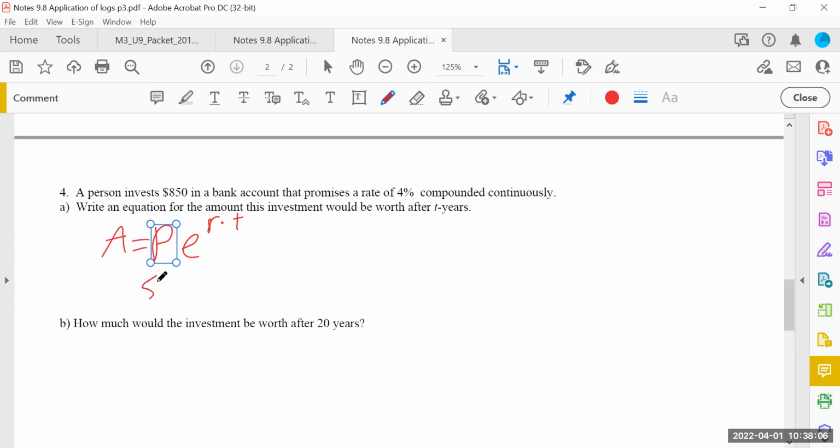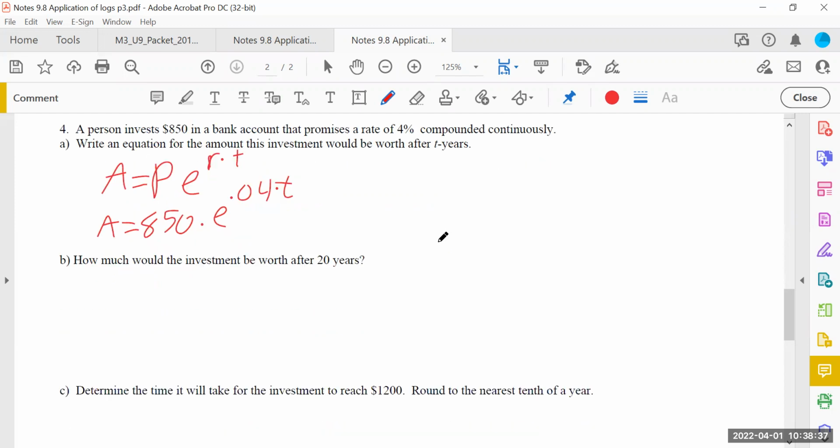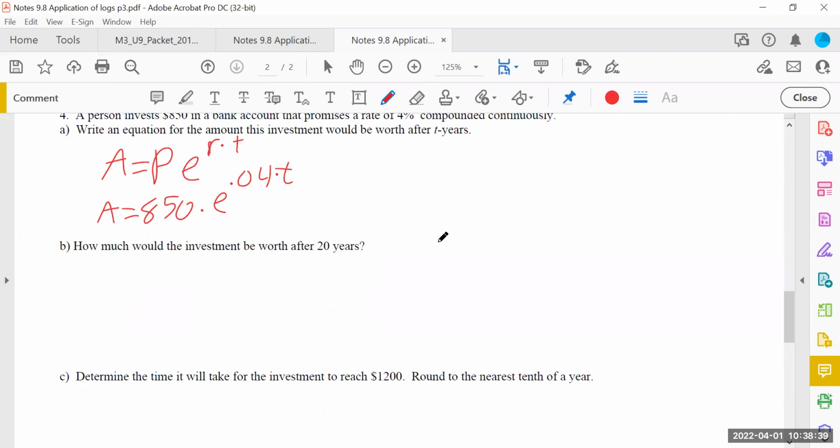So let's plug it in. 850 times E, which if you're not sure where it is on your calculator, find the natural log button. It's almost always second or shift natural log. You'll find that E key raised to the rate as a decimal, so 0.04 times T. Here's an equation that will tell me how much money I have in the bank if I invest $850 continuously compounded at 4%. They want to know how much is that worth after 20 years?